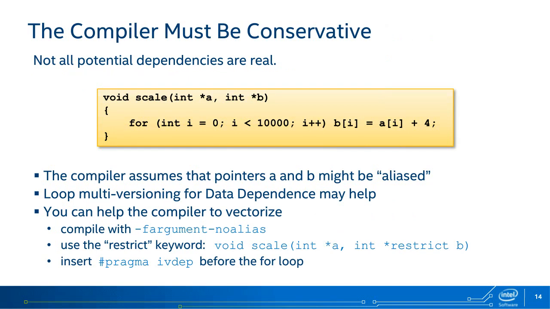Note that the compiler must be conservative, as already mentioned earlier. In this case, you can help the compiler using special pragmas, and this is called assisted vectorization. Actually, not all potential dependencies are real. If we take a look at this particular example, you will see that there are two pointers passed inside the function scale, and the compiler assumes that these pointers might be aliased.